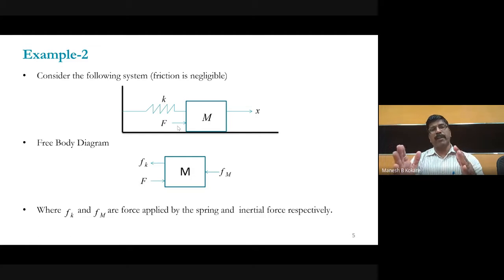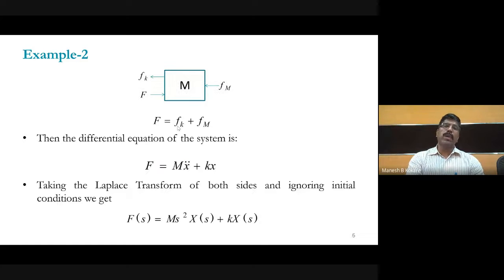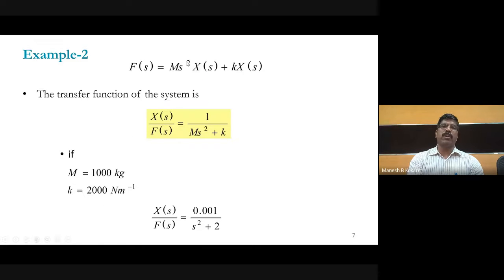So what you have to find here is X of s by F of s. Now you know the equation which you have derived here: F of s is equal to m into s square X of s plus k into X of s. So you can take X of s common here, and then X of s by F of s is the transfer function of that system.